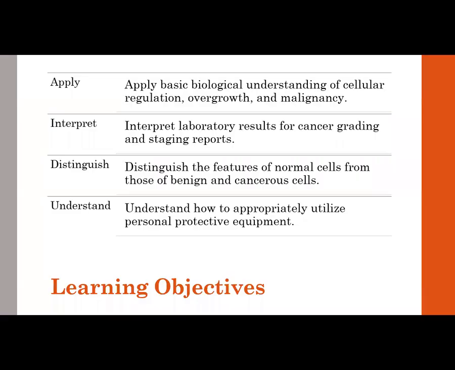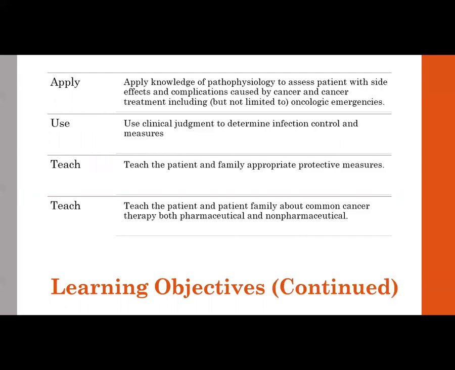So before we begin, I just wanted to talk to you about some of our learning objectives. These are just general learning objectives that should be achieved by the end of the lecture. It's different things like applying basic biological understanding of cellular overgrowth, malignancy, everything of that nature. So hopefully by the end of this, you'll be able to go through these and see, are you able to understand it, interpret it, distinguish between these different concepts?